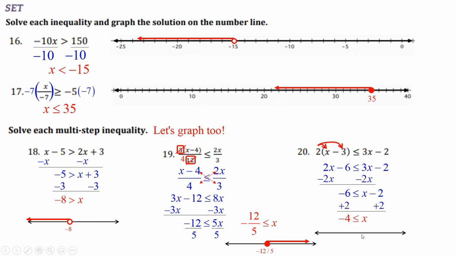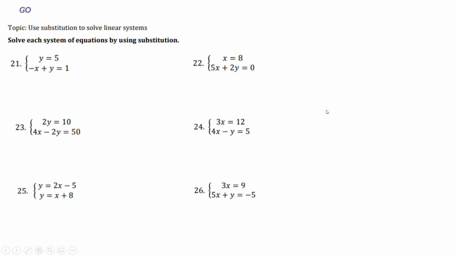Key number, negative 4. Less than or equal to, if I read from that, so I'm just looking at the equal right now, solid dot, but now I'm going to read from the variable. X is greater than or equal to negative 4. So that'd be everything to the right. Wow, this is fun.